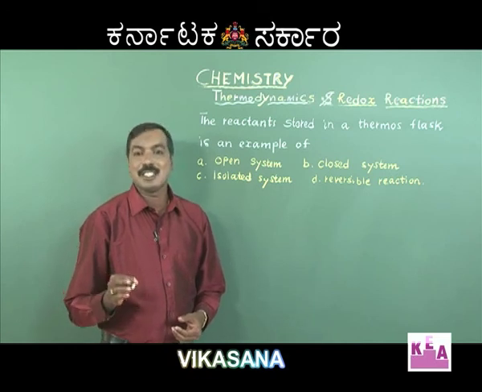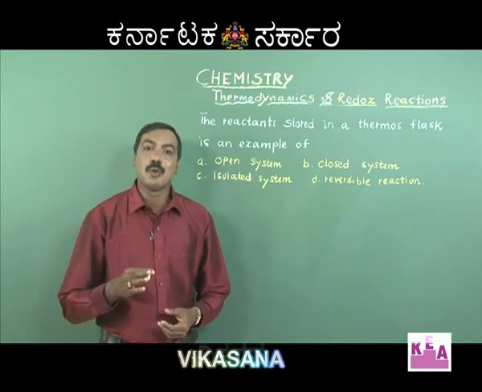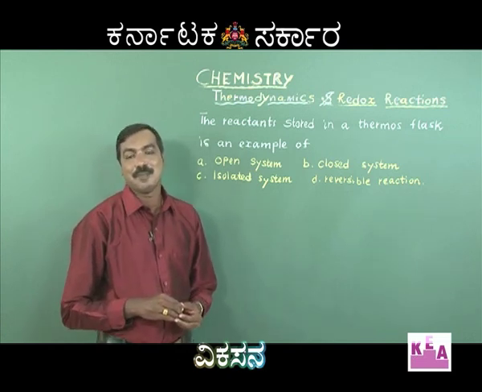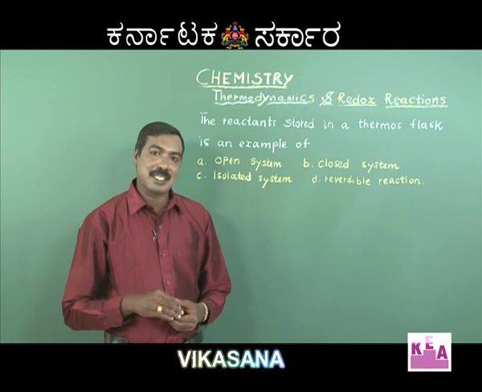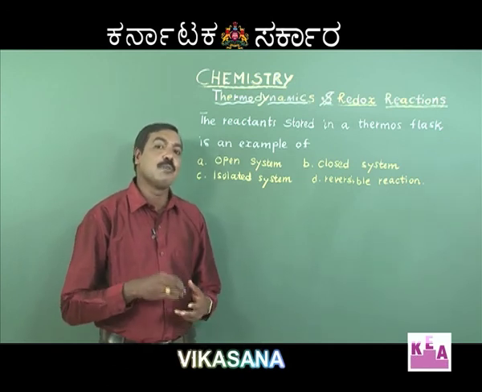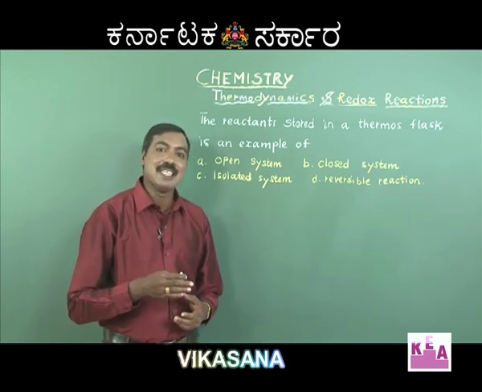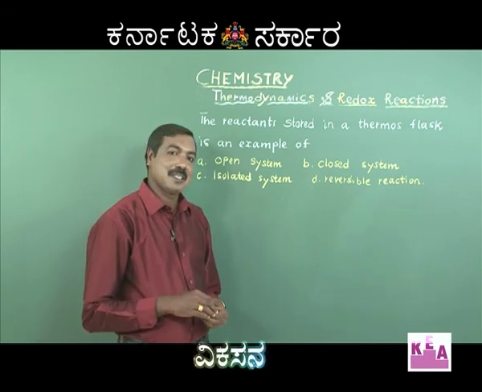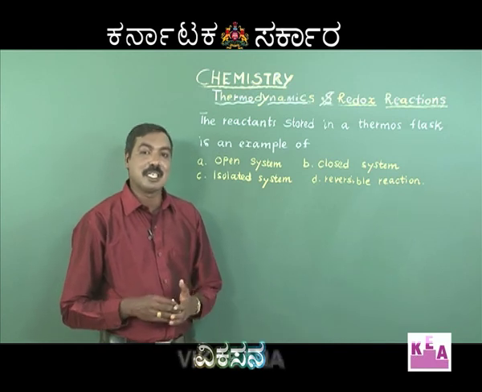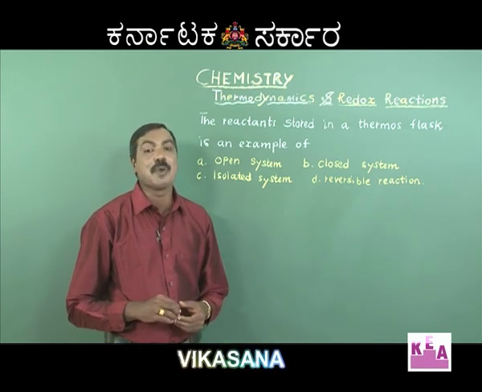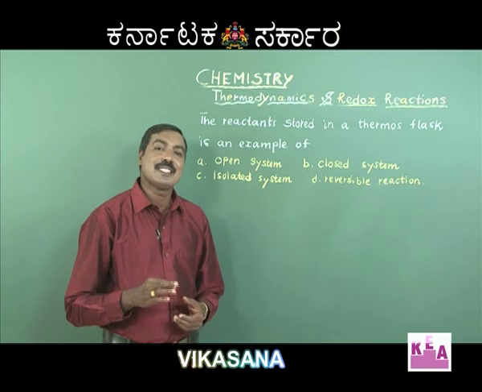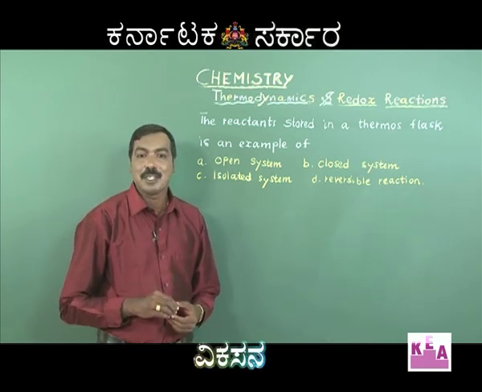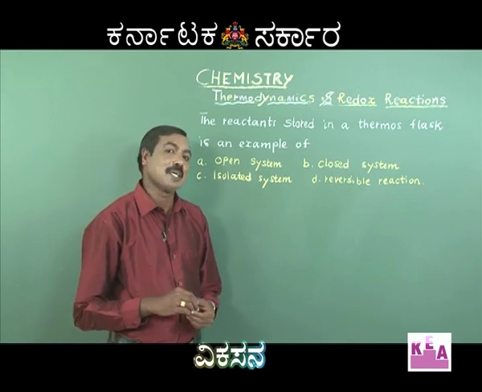System is categorized into three types: open system, closed system and isolated system. An open system is that where there is exchange of both matter and energy with the surrounding. A closed system is that where there is exchange of energy but not matter with the surrounding. An isolated system is that where there is neither exchange of matter nor energy with the surrounding.